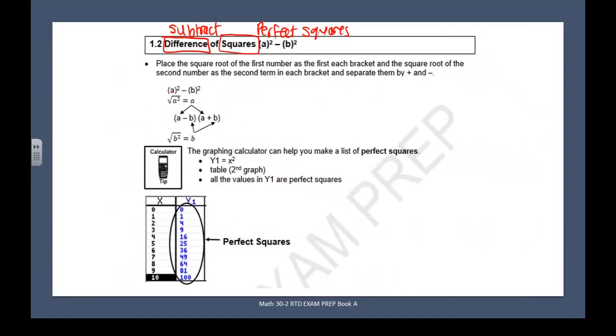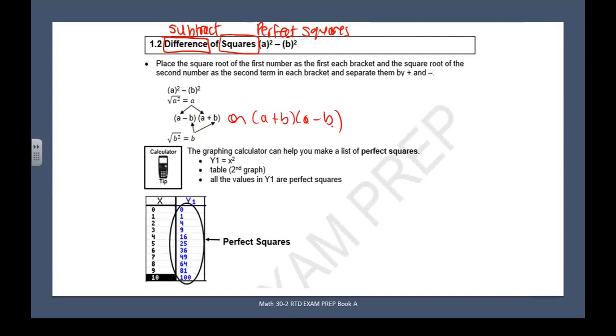Okay? So a difference of squares is going to be two perfect squares subtracted. So all we have to do is take the square root of the first term, put it in the first number, the square root of the last term, put it in each number, add one set and subtract the other. So I could write it as a plus b, a minus b, or minus plus. It doesn't matter the order, one or the other.